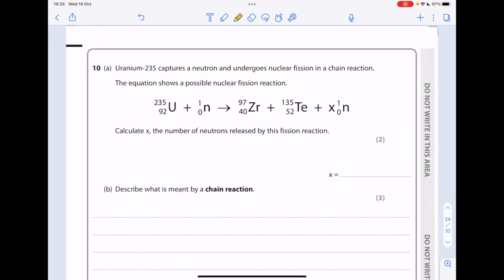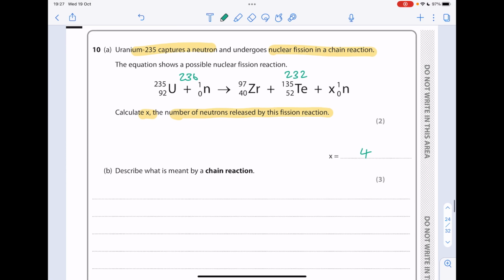Uranium-235 captures a neutron and undergoes nuclear fission in a chain reaction. The equation shows a possible nuclear fission reaction. Calculate X, the number of neutrons released by this fission reaction. Count this up. Let's look at the mass number on this side. It's 236 in total. What's the mass number here? It's 232. So what accounts for this difference? Well, it's due to the loss of 4 neutrons over here.